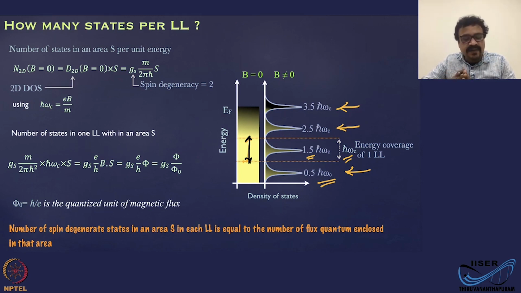So the number of states in an area S per unit energy is basically the density of states. That is the number per unit energy per unit area. This is the 2-dimensional case. In 3-dimensional it will be per unit volume.